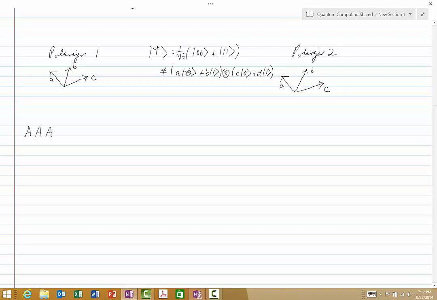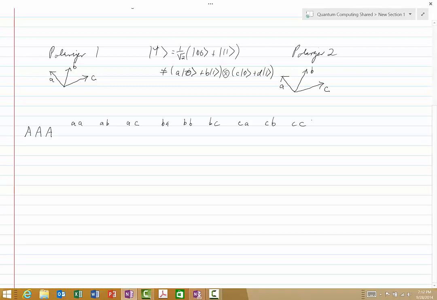So now let's look at the different pairs of orientations of these polarizers. As we said before, there's going to be 9 possibilities. We could have AA, AB, AC, BA, BB, BC, CA, CB, and CC.